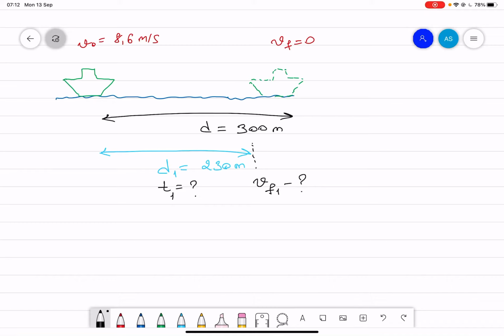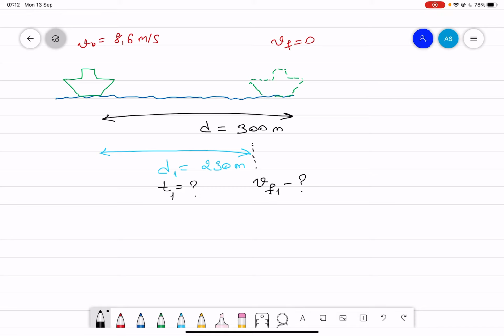A submarine cruises under water at a speed of 8.6 meters per second. Suddenly it turns off the engine and is carried forward by inertia, making a complete stop in 300 meters. So how long does it take to travel the first 230 meters after turning off the engine? Assume that the resistive force in water is proportional to the speed.